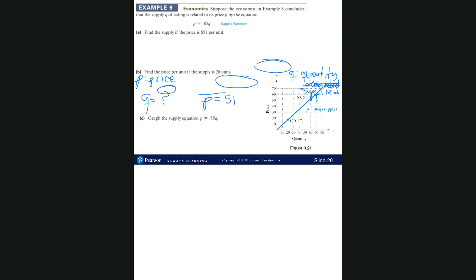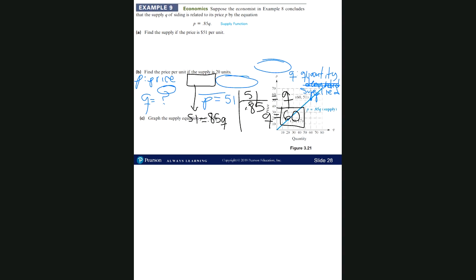supplied. We do have the equation of the function, and so what we're going to do is substitute the output with the 51, and we're going to solve for Q. So we will have 51 divided by 0.85, since the 0.85 is multiplying Q, and that will give us our answer. If we divide 51 by 0.85, we get Q equals 60. So at a price of $51 per unit, the quantity supplied will be 60.